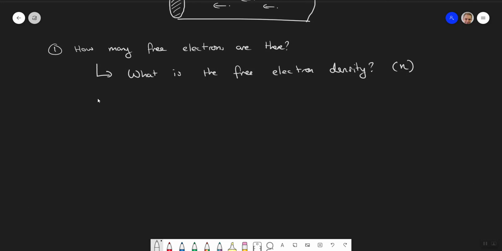Okay. Let's do a little example. If we wanted to find N, let's work out what N is for copper. Now copper is one of the best conductors.